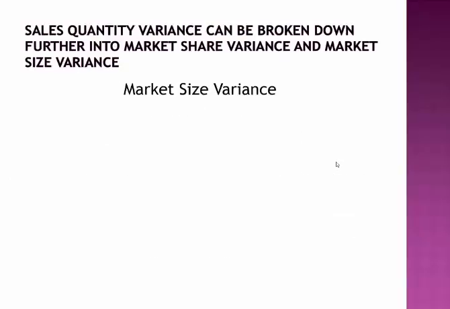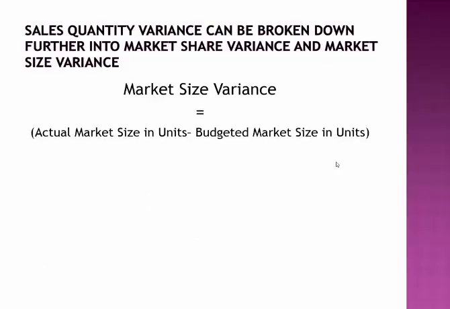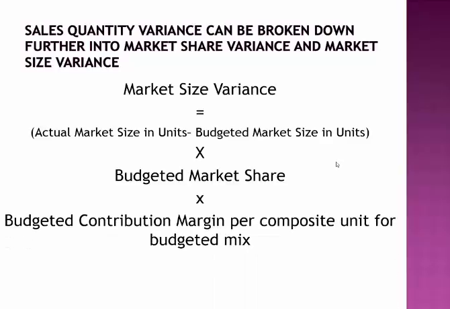Here's the formula for market size variance. Again, we're looking at the size. That is what we are looking for the difference in. All right, so actual market size minus budgeted market size. And we're doing that in units. We would calculate that and then multiply it times our budgeted market share, and then multiply it times that budgeted contribution margin per composite unit for our budgeted mix, and we would get our market size variance.